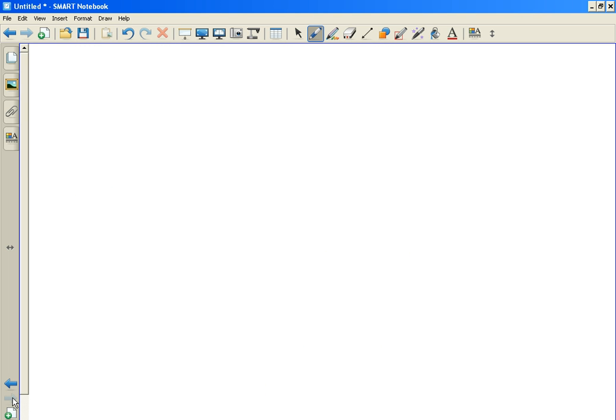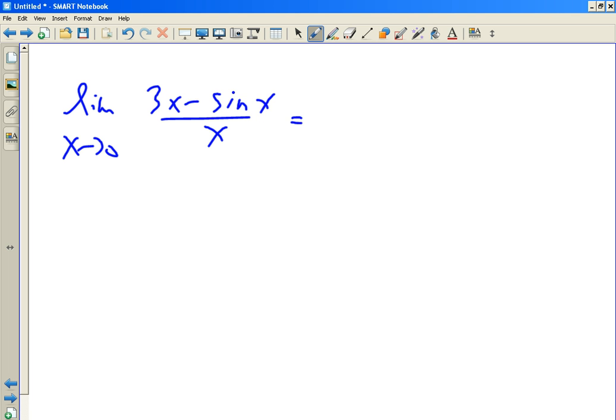All right, here's some new ones. What's the limit as x approaches 0 of 3x minus sine x over x? Slightly more complicated. Is that a 0 over 0 case or infinity over infinity case? Yeah, it's 0 over 0, isn't it? 3 times 0, sine of 0 is 0, 0 minus 0 is 0 over 0. Okay, good. So derivative of the top is?